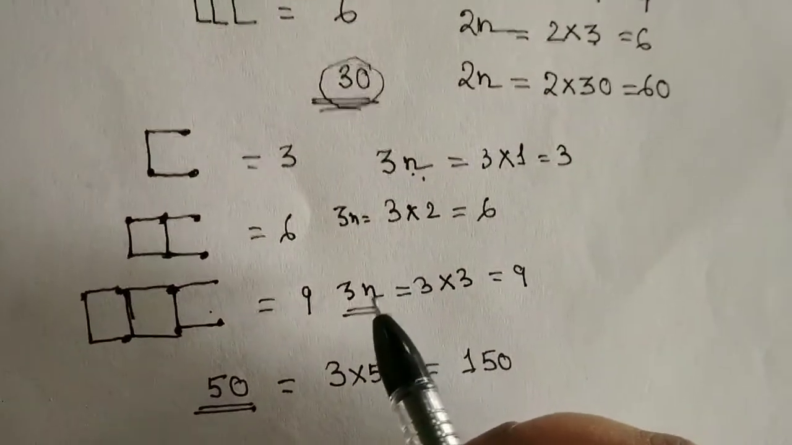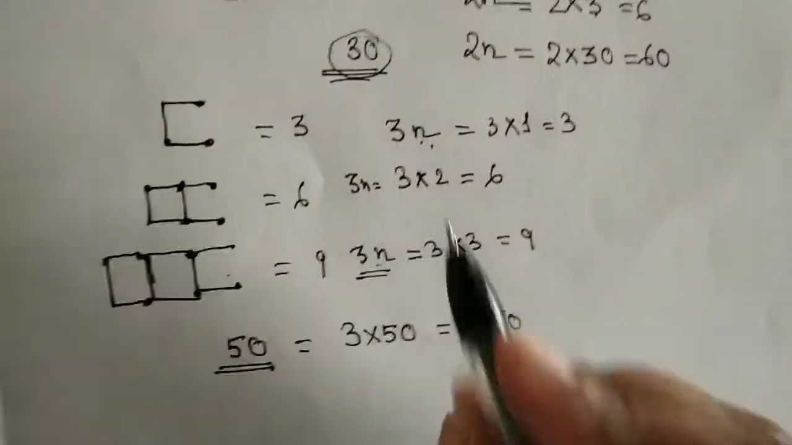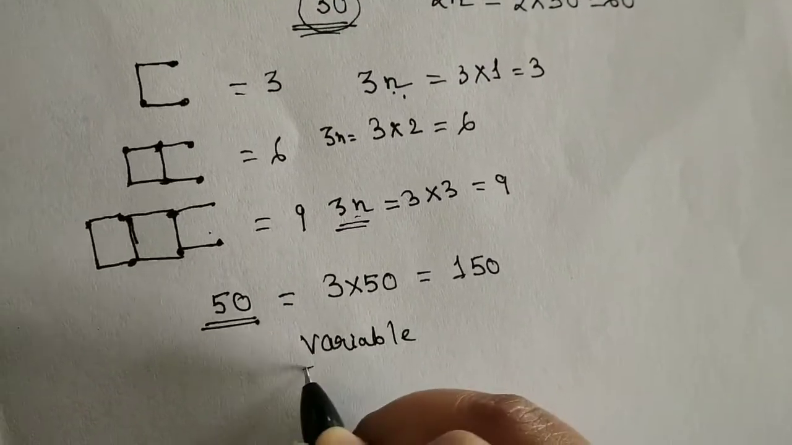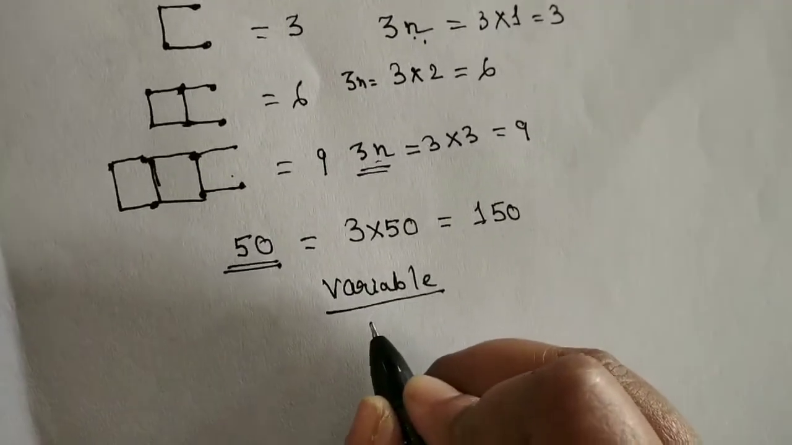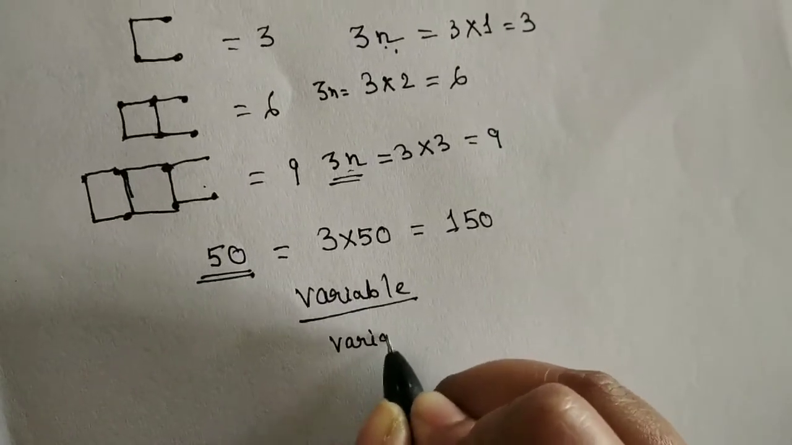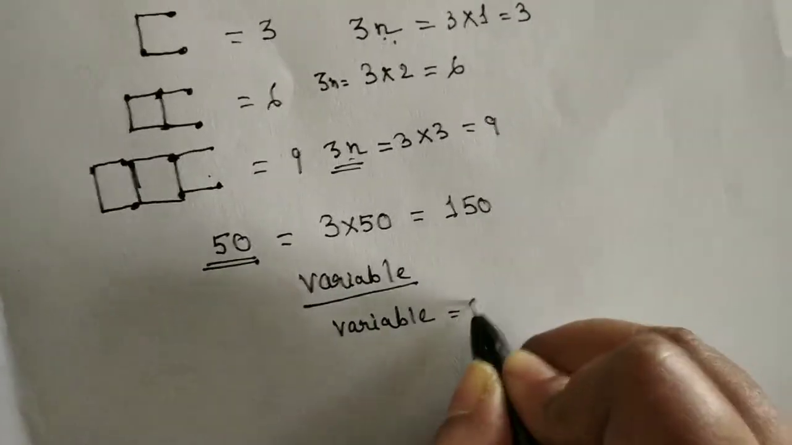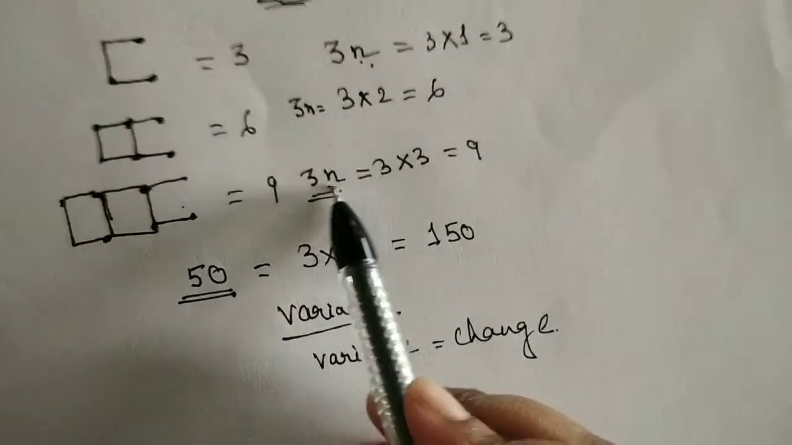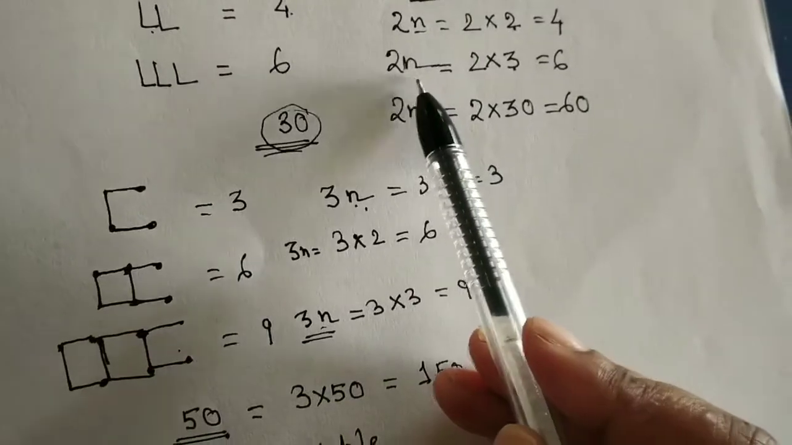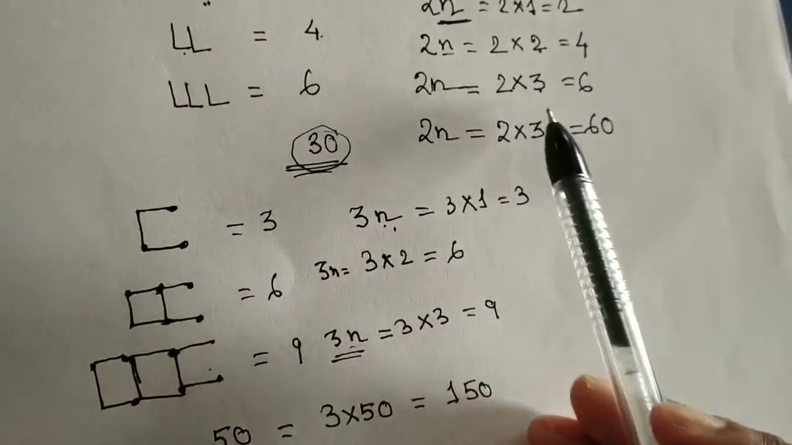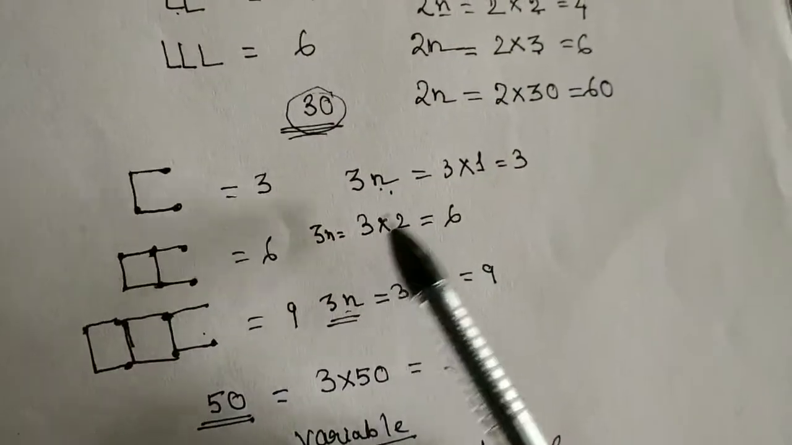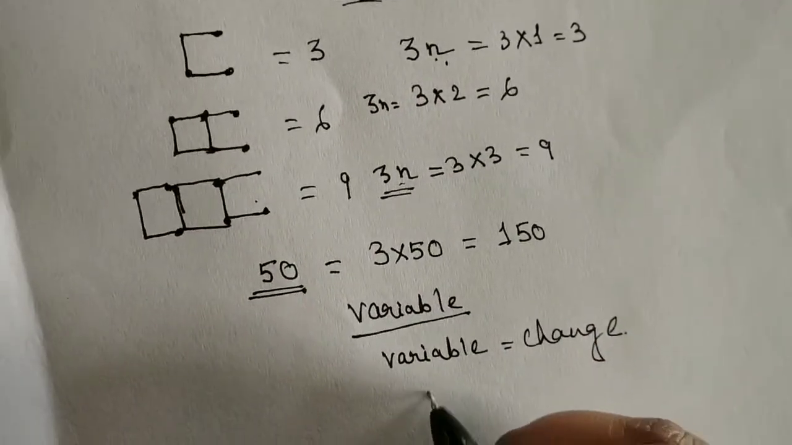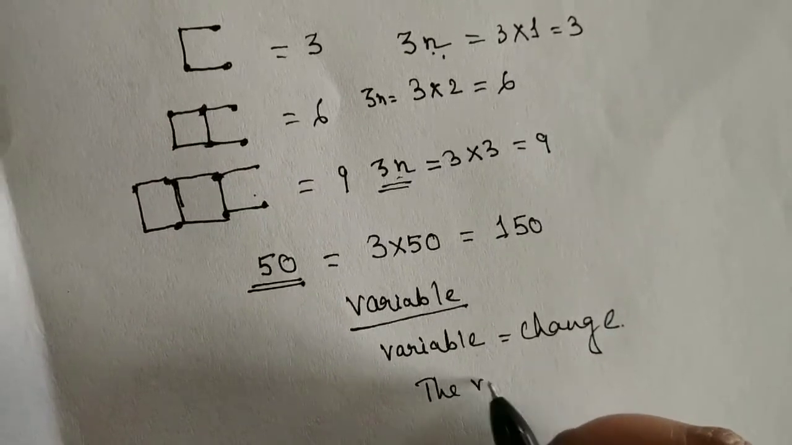Now what is this n here? n is a variable. Now what do you mean by variable? Variable means vary. It means change. That means the value is not fixed. Here we have seen that n is equal to this, value changes. Here also we have seen that value changes. So here variable means the value is not fixed.